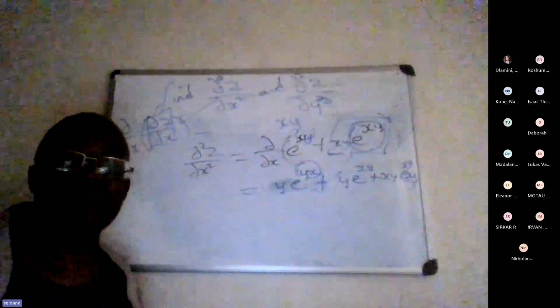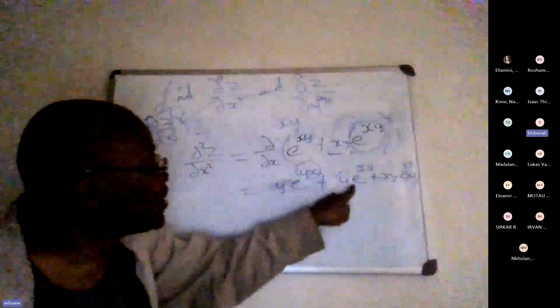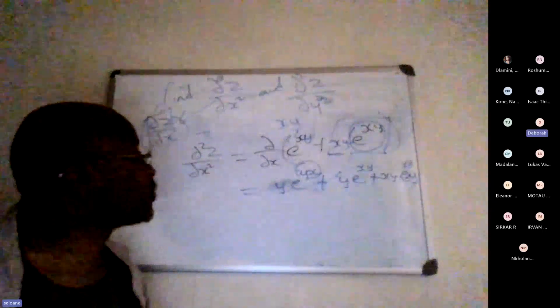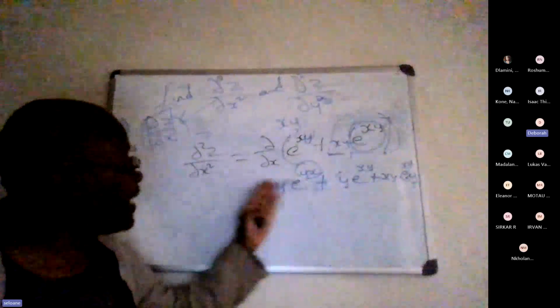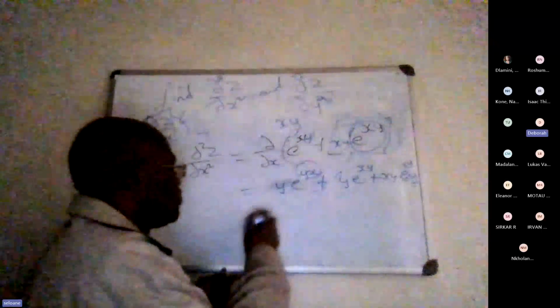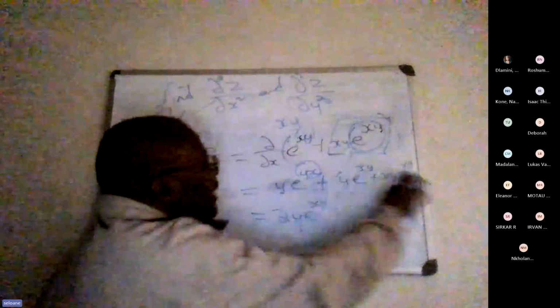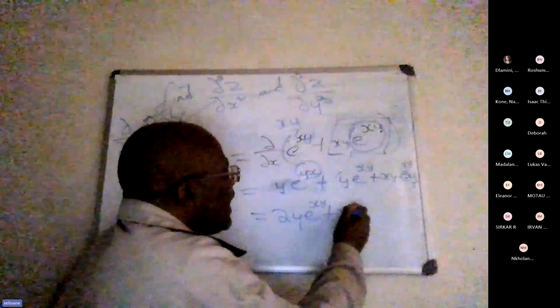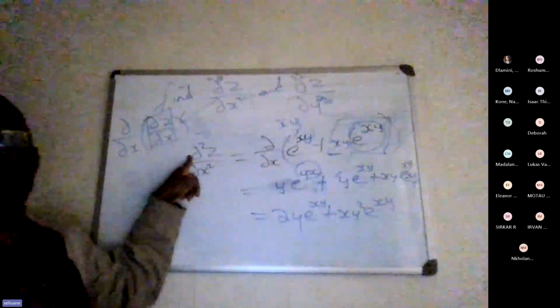Because this is plus, when you remove brackets, the signs inside the brackets won't change. Then obviously you can't leave your answer in this form, because these are like terms: y e exponent xy and y multiplied by e exponent xy. That will be 2y e exponent xy, and that one is xy squared e exponent xy. And that will be this.